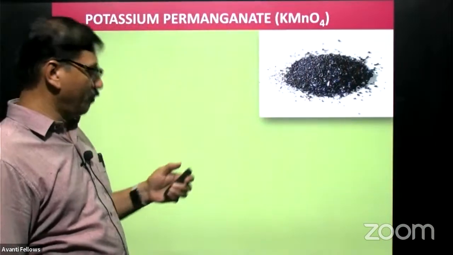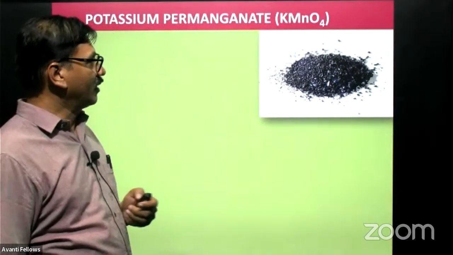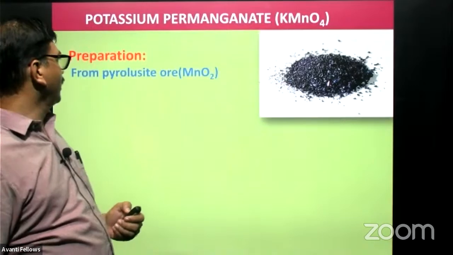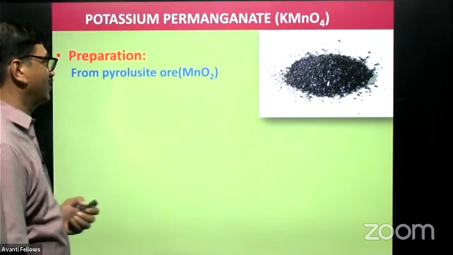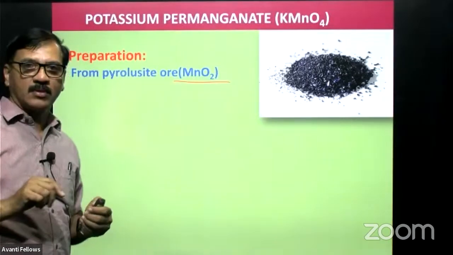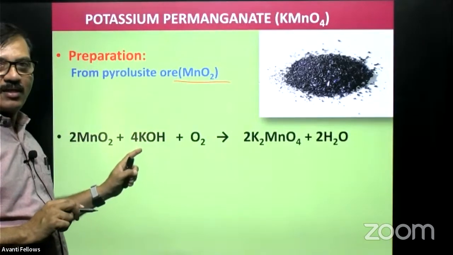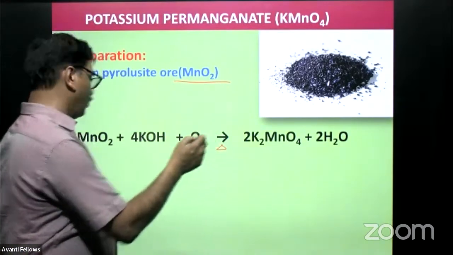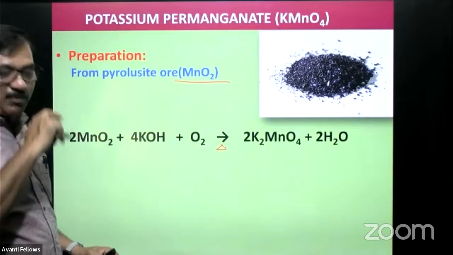And this is potassium permanganate. Another compound for preparation is potassium permanganate. Even though it looks black here, it is purple in color. For its preparation, we need pyrolusite ore, which is MnO2, black in color. When MnO2 is fused with KOH and O2, with roasting, heat is needed. MnO2 is a solid; with KOH, oxygen and heating, you get K2MnO4.